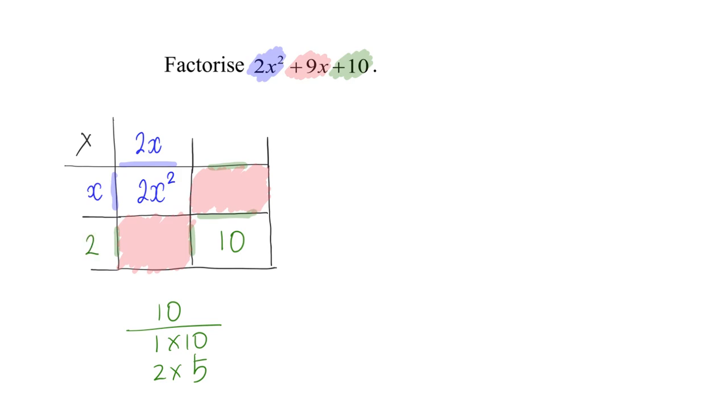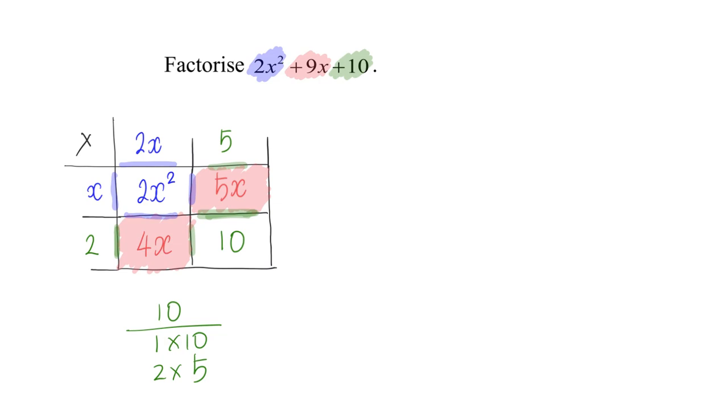2 here, so that 2 times 2x will give me 4x. 5, so that 5 times x will give me 5x, and my 4x plus 5x does give me back my 9x. And so I've gotten my answer.